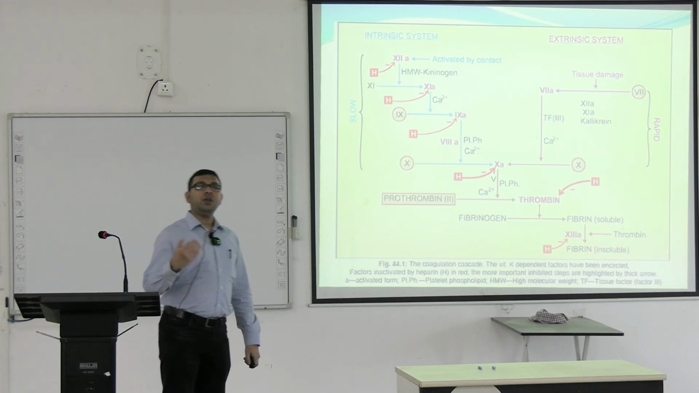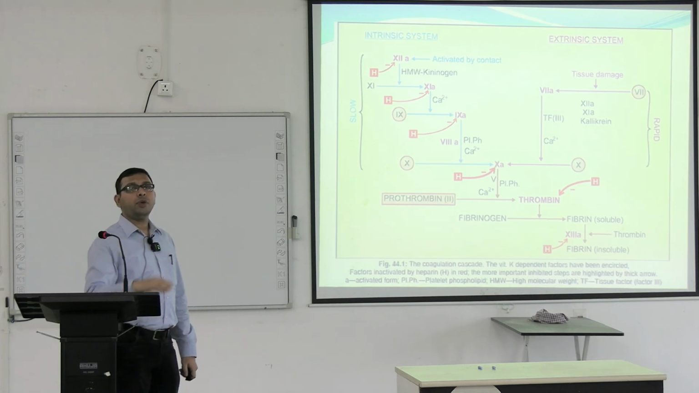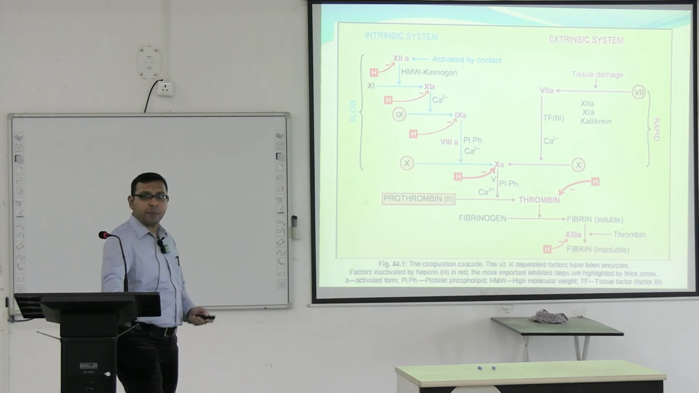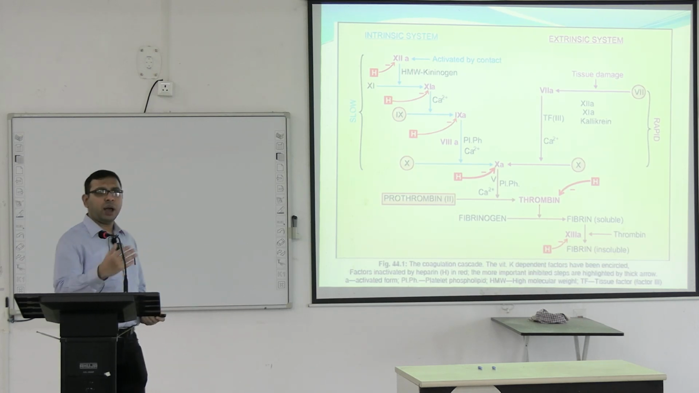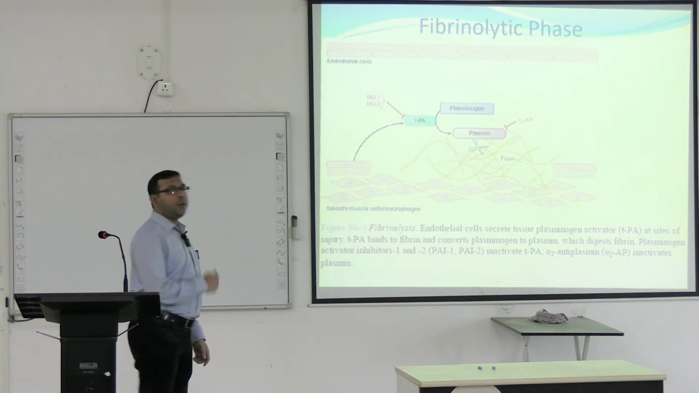Anticoagulation, again, if this anticoagulation becomes more, there will be more clot formation. So we have to use the anticoagulant. Okay, so this is the intrinsic system, extrinsic system. This is just a recapitulation of your physiology knowledge. Next comes the fibrinolytic phase.